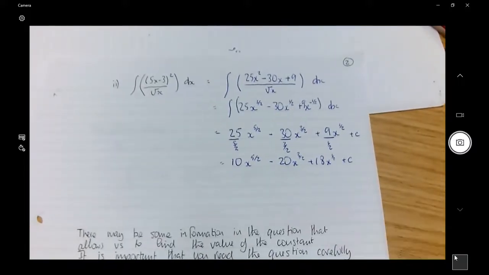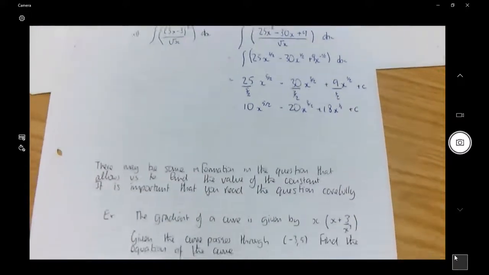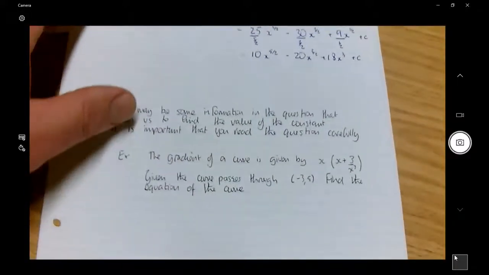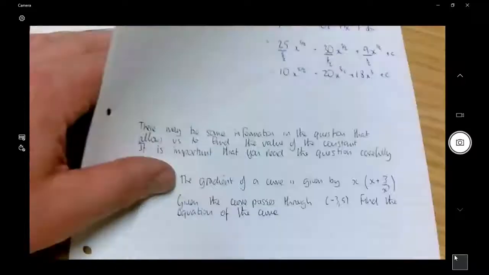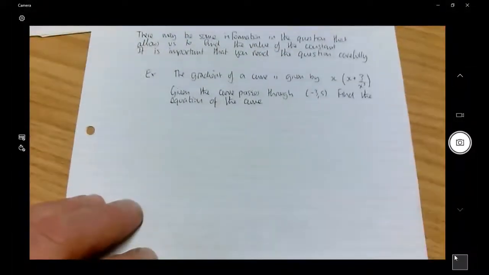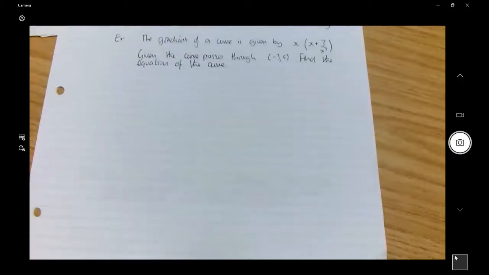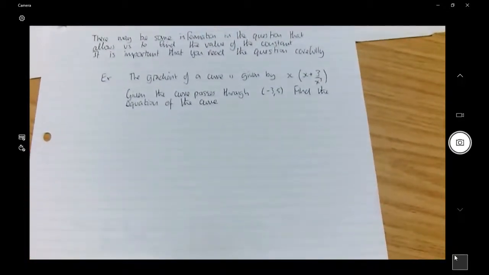Remember the constant. Now then, I know when this was introduced to me, it was like, but I don't like a constant, I want an answer. 2 add 2 is 4, there's an answer. Well, if integration is going to be any use, there may well be something in the question that allows us to find a constant. Okay? Now this is a case in point.